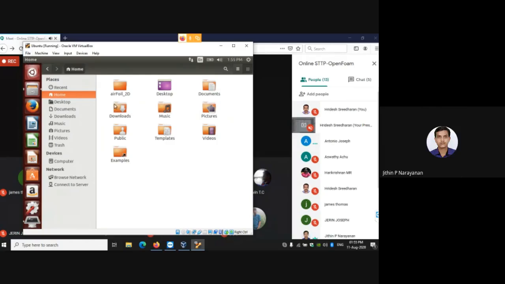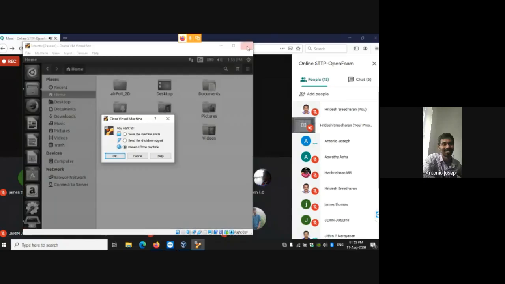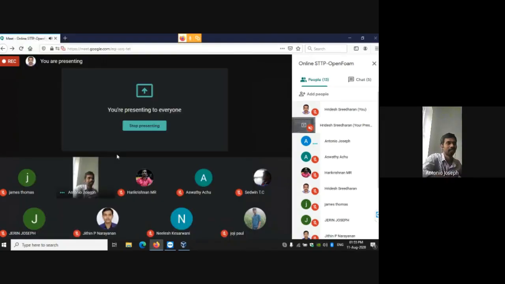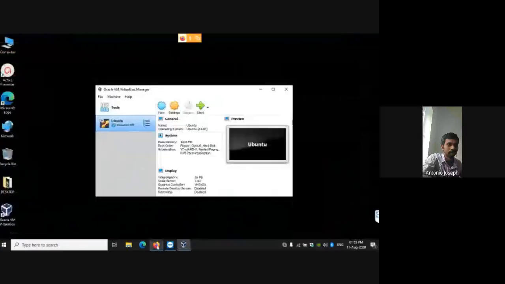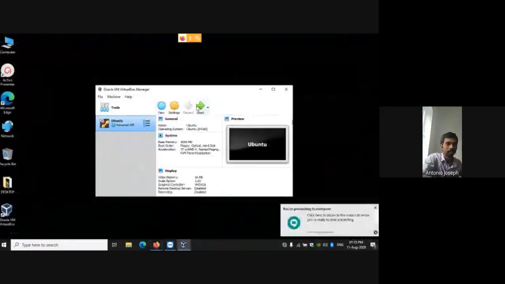Actually, we are new to this OpenFOAM, that is why we are just creating only. It's okay, no issues. Some problem with my VirtualBox. Any more doubts?